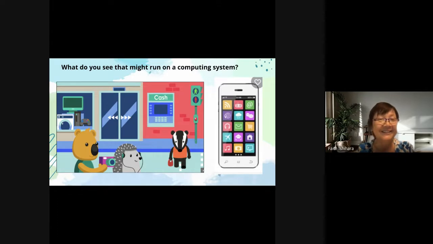Yes, the washing machine, definitely. Oh, ketchup. Yes. Traffic lights. Awesome. Very observant group.